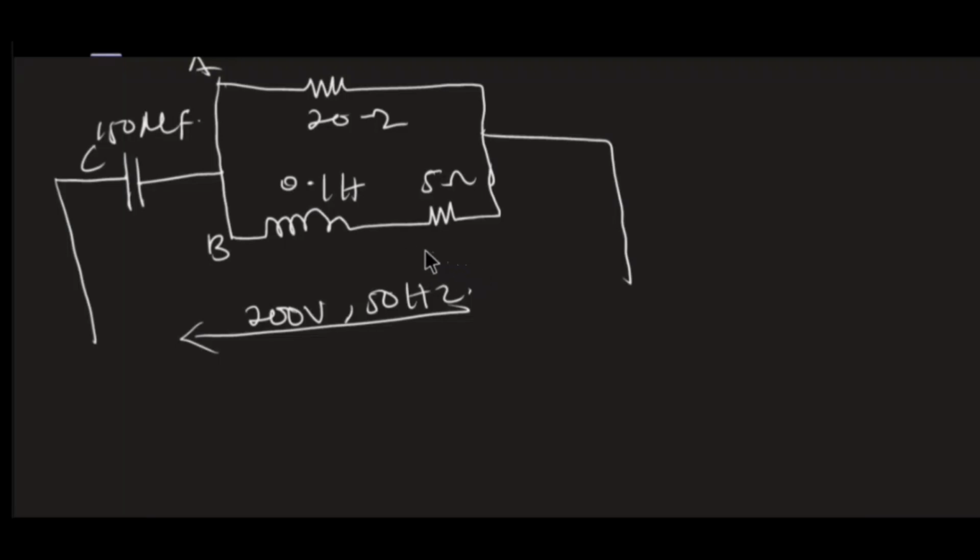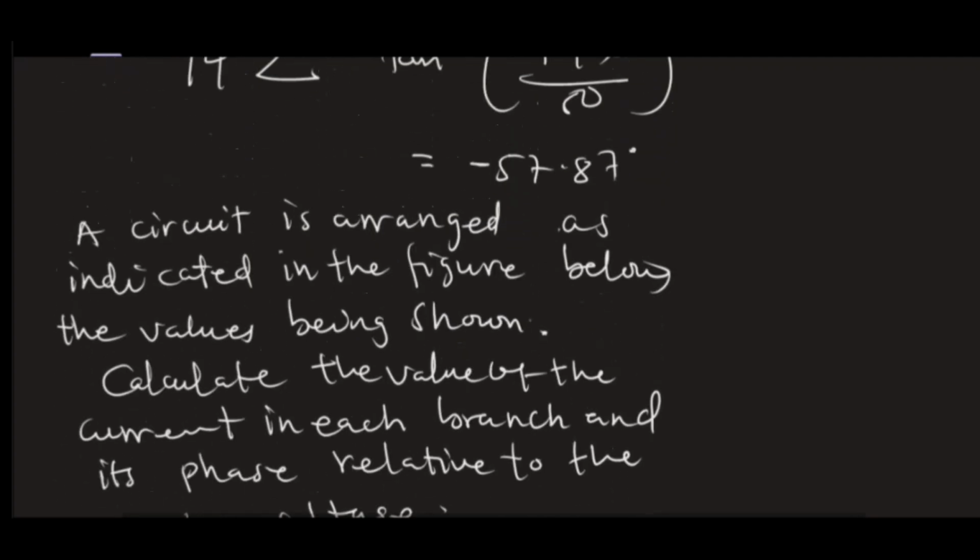In this video, I have a problem here for us to solve. This is an AC circuit and you have to find the current in the branches applying complex number notation. So here's the question.